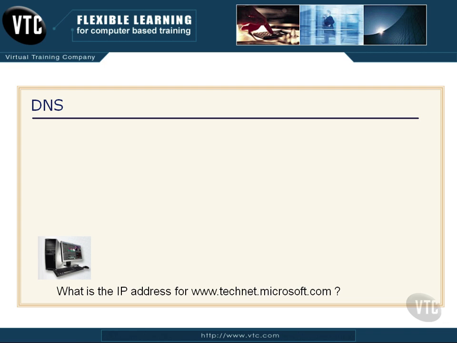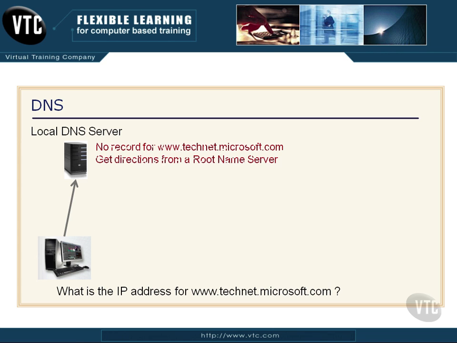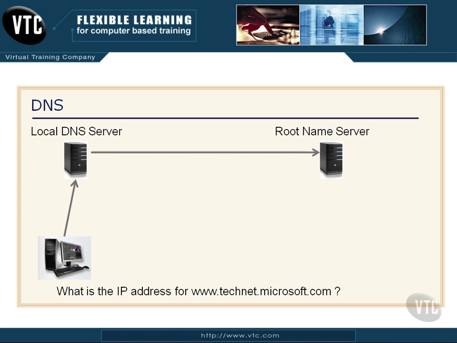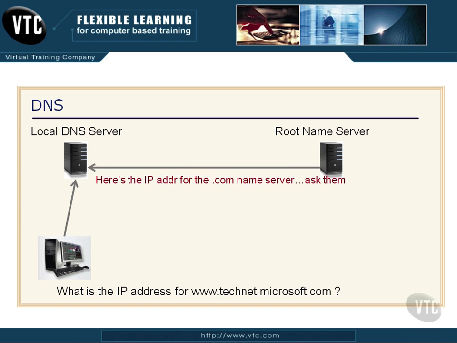So on the client machine, we put in a browser www.technet.microsoft.com. Well, that goes to our local DNS server, and our local DNS server says, I don't know what you're talking about, technet.microsoft.com. I don't have an address for that. So the local DNS server says, tell you what, since I don't know, I'm going to contact the root name server out on the internet and ask them for the address of the .com DNS zone. And so it says, here's the IP address for the .com name server, ask them.